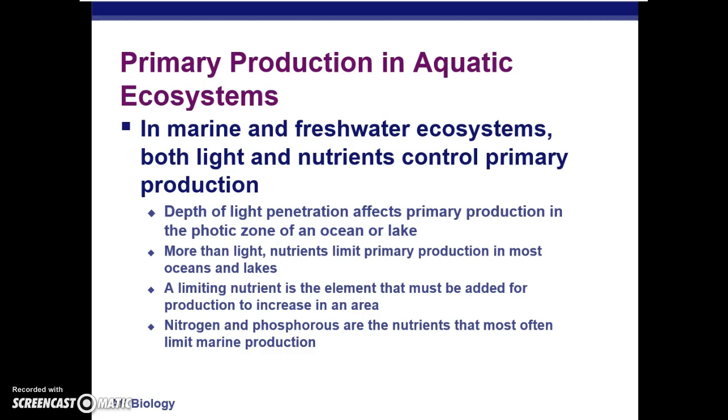And so that's the only place where we're going to see primary production. So in terms of the actual availability of area in the bodies of water versus the area that's actually productive, we have a big gap. More than light, nutrients also limit that primary production in most oceans and lakes. And the limiting nutrient is the element that has to be added for production to increase in that area. And as we were looking at eutrophication, again, it's no surprise to see that the limiting nutrients are nitrogen and phosphorus in terms of a marine ecosystem's productivity.